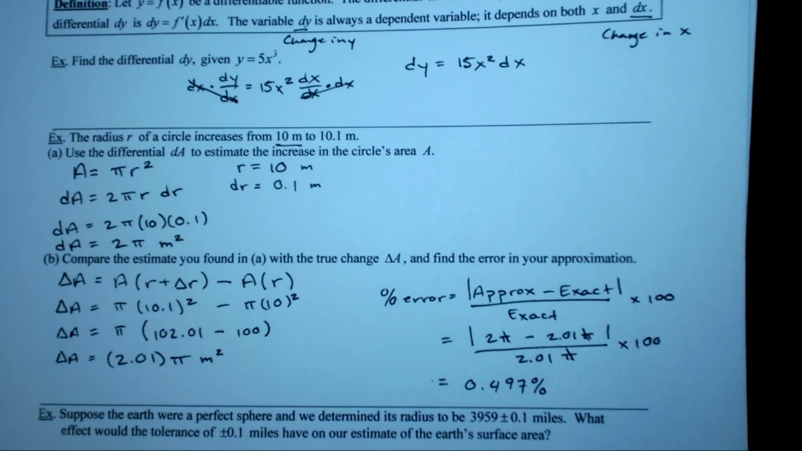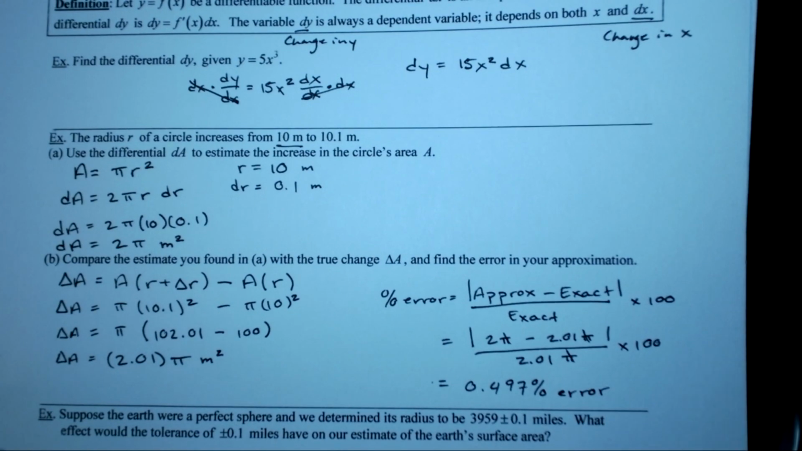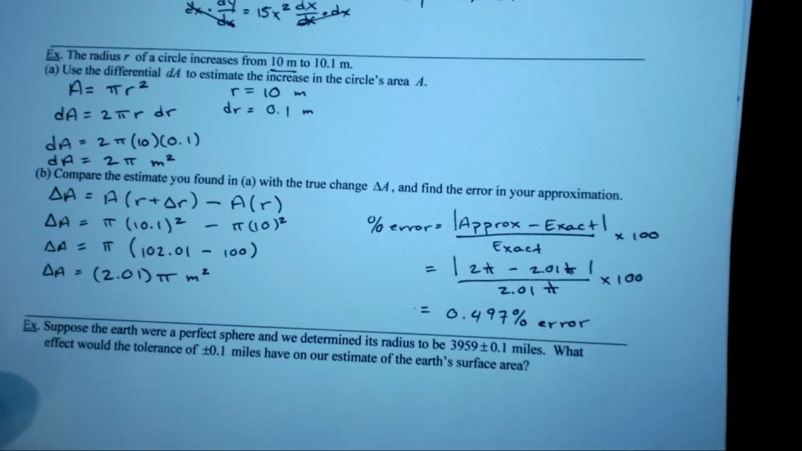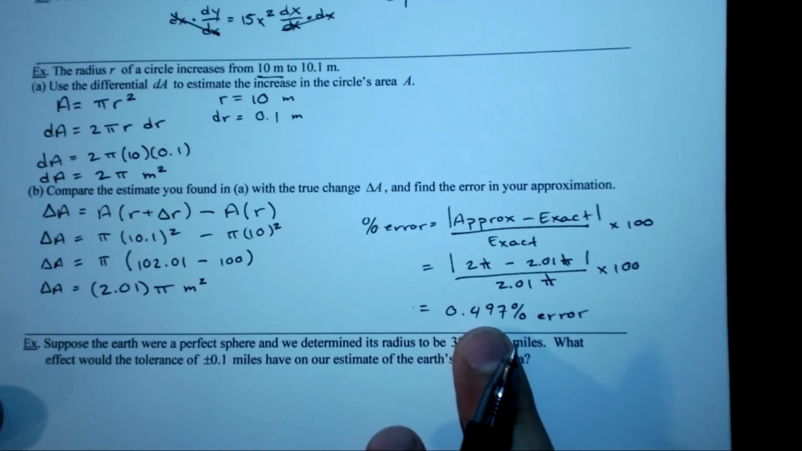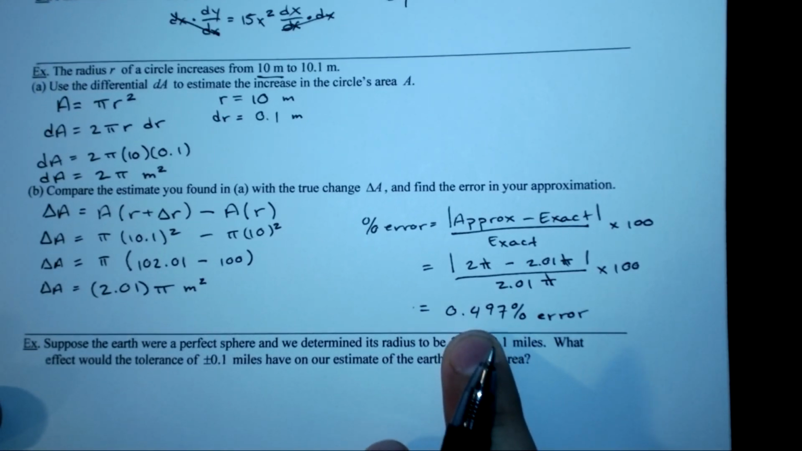So while the differential makes the approximation really, really quick, the error is pretty significant in terms of percent error, right? It's almost half of a percentage point off. Okay.